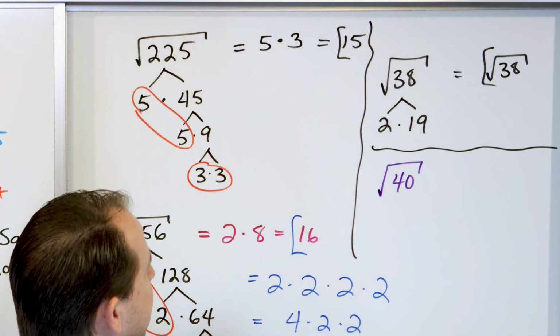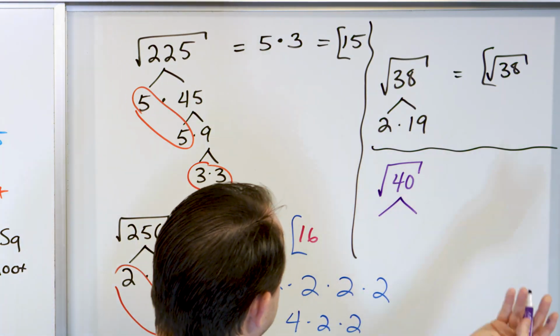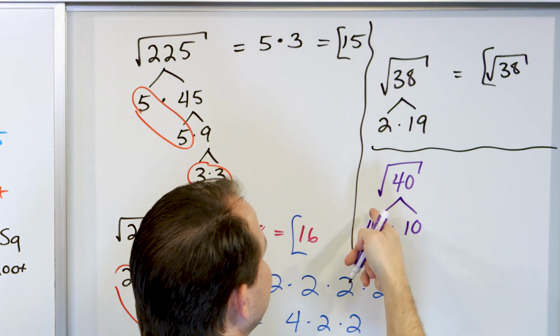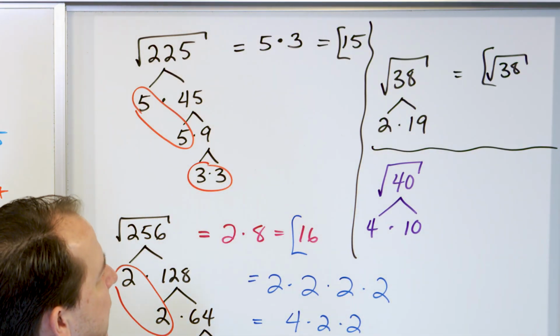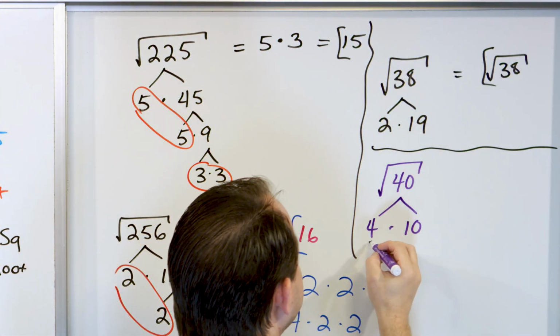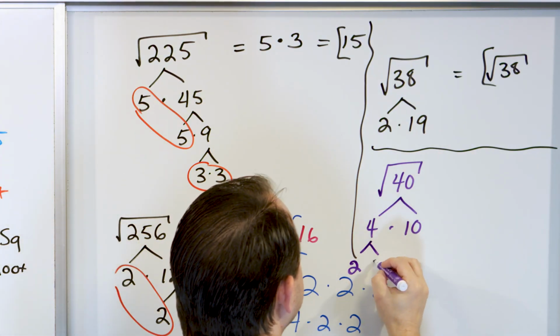How do we do that? Well, we know that 40 can be written lots of ways, but the thing that popped in my mind was 4 times 10. Of course, you could do 2 times 20 if you wanted to. You could do other things, but for right now I'm doing 4 times 10. And then I see that the 4 can be written as 2 times 2.